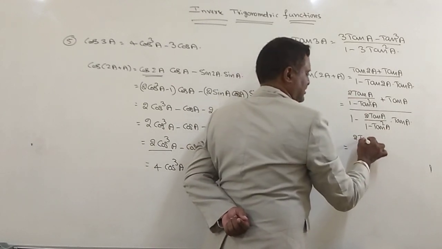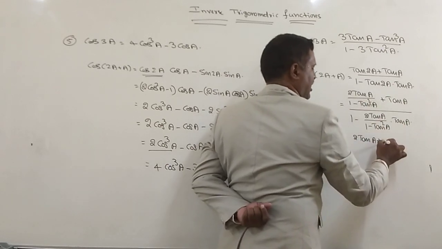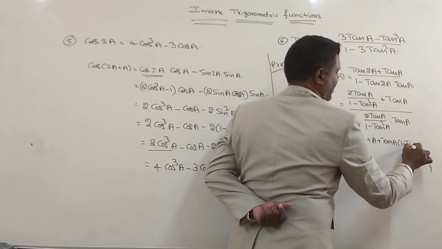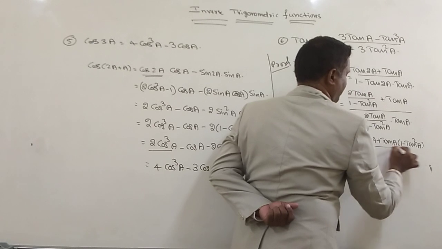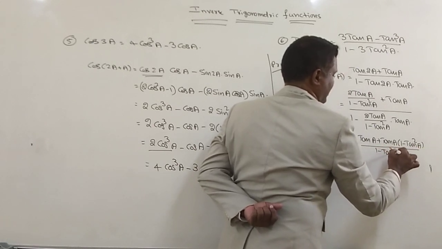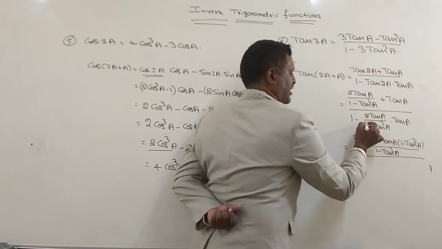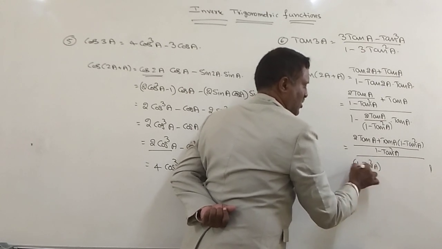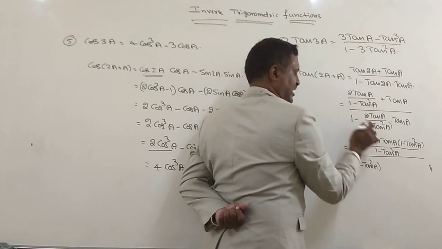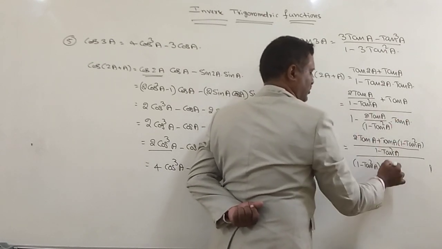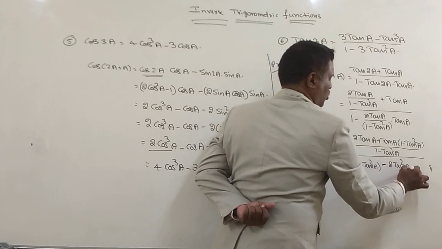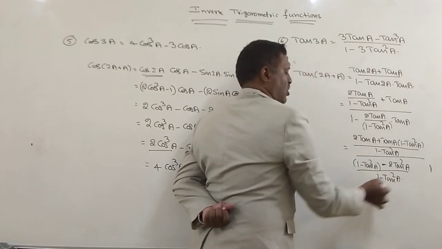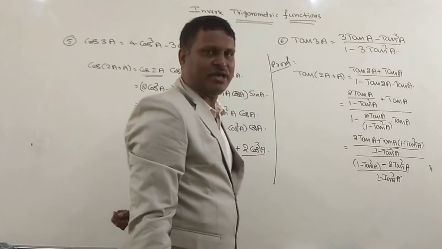Now this is equal to 2 tan A, write down as it is, plus cross multiply, so we can write tan A into 1 minus tan square A, whole thing divided by 1 minus tan square A. Again whole thing divided by 1 minus tan square A into 1 minus tan square A. 1 into 1 minus tan square A, 1 minus tan square A, minus 2 tan A into tan A, 2 tan square A. Whole thing divided by the LCM 1 minus tan square A. Now 1 minus tan square A, 1 minus tan square A, both get cancelled.